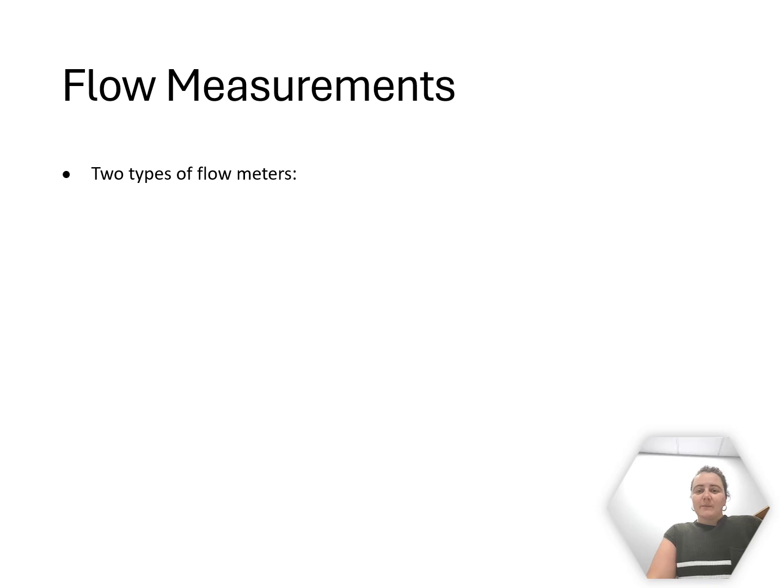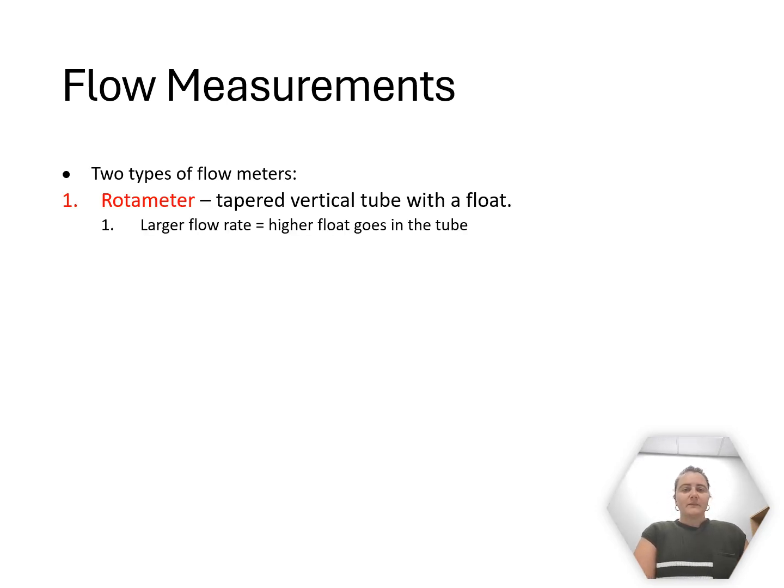The other thing that I want to talk about related to flow rate is how we measure flow in the field. So this is not necessarily something we're going to do during this semester, but it's kind of nice to know how we actually measure flow. And there are two types of flow meters that are very, very common in the field. The first is called a rotometer. It's a tapered vertical tube that has a float, and a float is just a piece of material that moves up and down in the liquid. It's good for larger flow rates, and as the larger flow rate goes up, that float goes higher and higher in the tube.